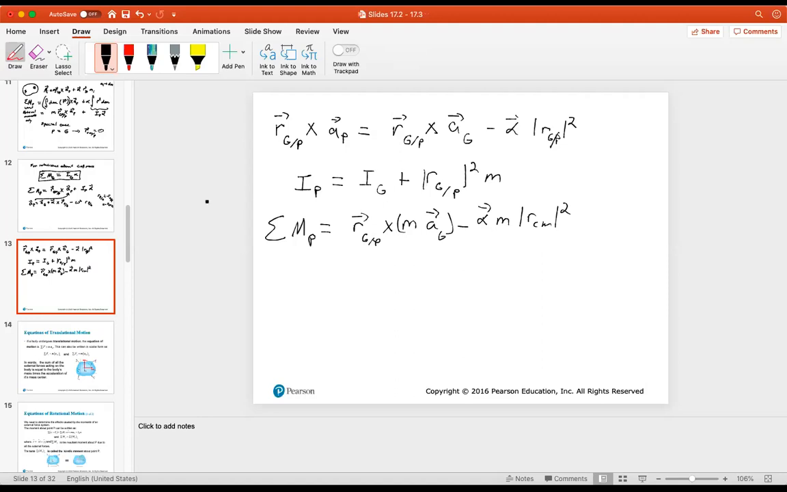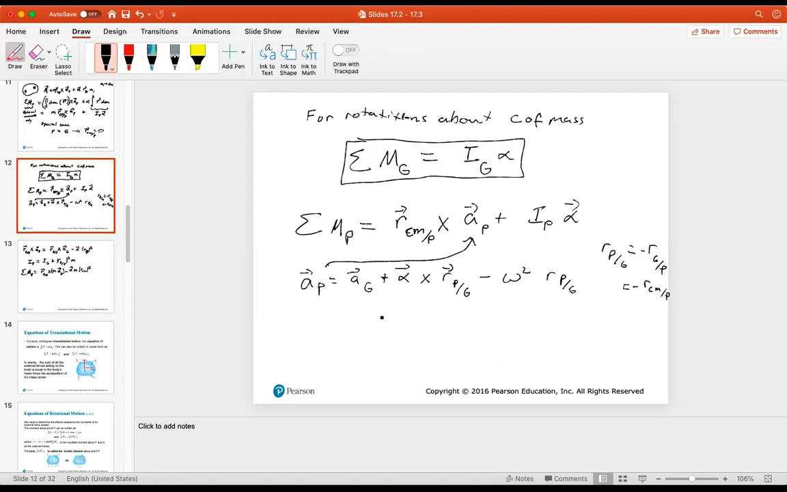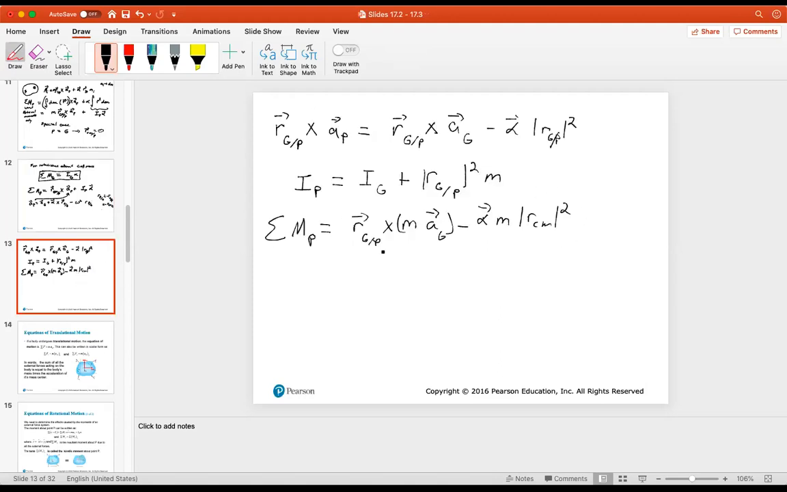And then if you go back, this term is what I just wrote down. I also have to add in this term, so I_P times alpha. So that's going to be plus I_P times alpha. Well, that's going to be I_G times alpha plus this term. And you'll notice this term and this term cancel. So when I have a point that isn't the center of gravity, I get the following formula.